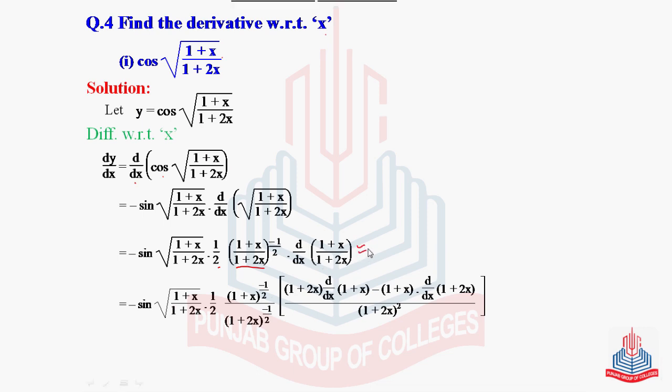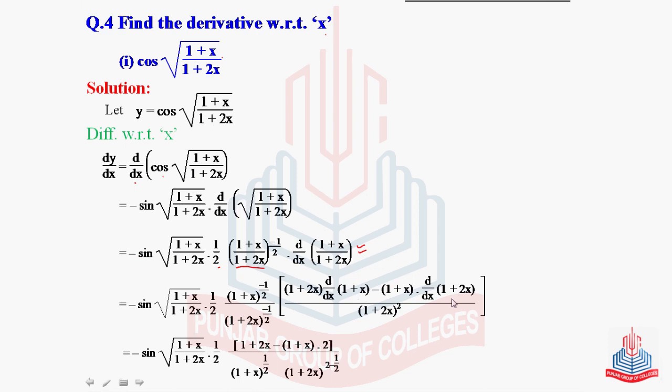So in denominator, 1 plus 2x whole square, denominator will be as it is, 1 plus 2x, and derivative will apply on numerator, which is 1 plus x, minus 1 plus x will be as it is, and derivative will apply on this denominator 1 plus 2x. Now minus sign and this angle will be as it is, 1 by 2.